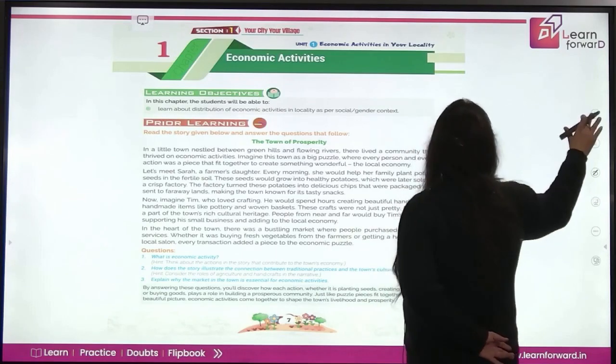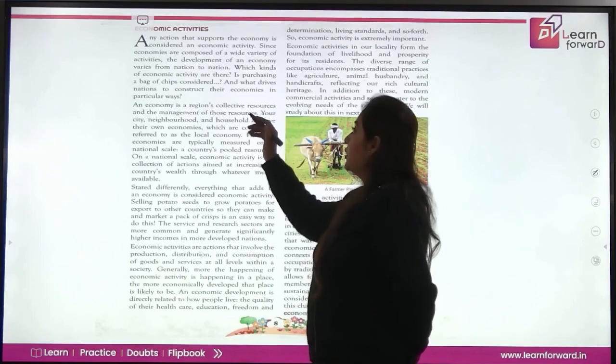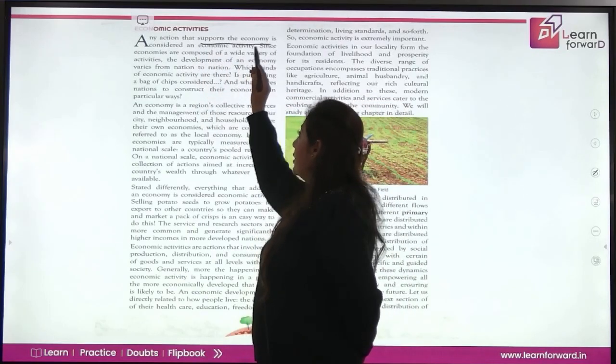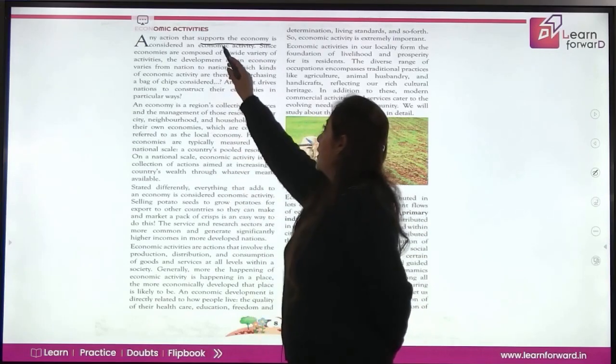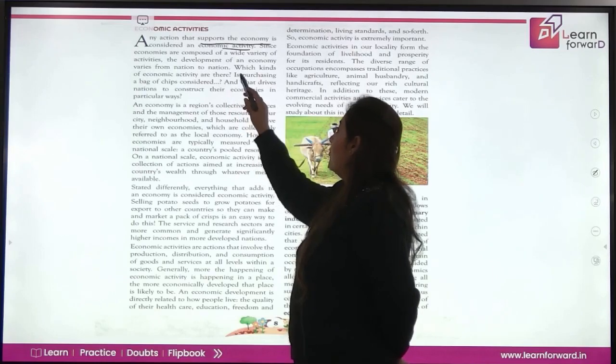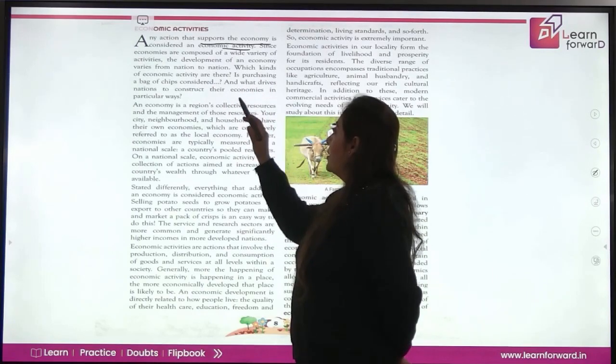Now let's start with the chapter. It talks about a lot of economic activities, right? Any action that supports the economy, as I told you in the first answer, that any activity that supports the economy is an economic activity. Since economies are composed of wide varieties of activity, the development of an economy varies from nation to nation, right? So which kinds of economic activity are there?